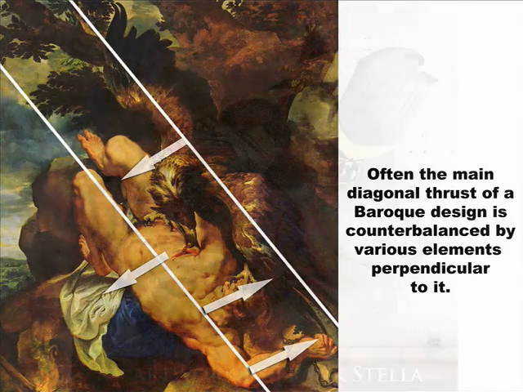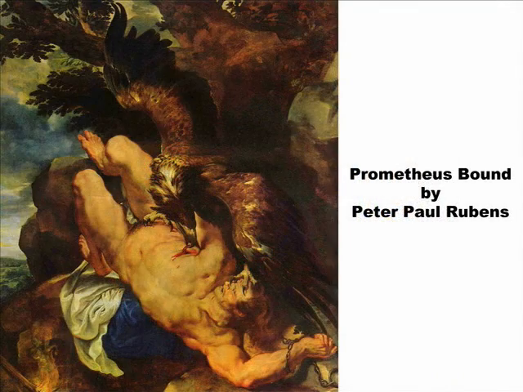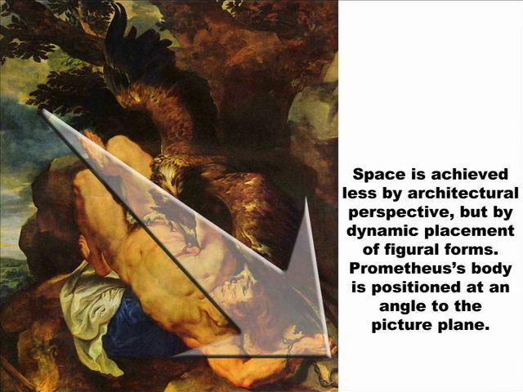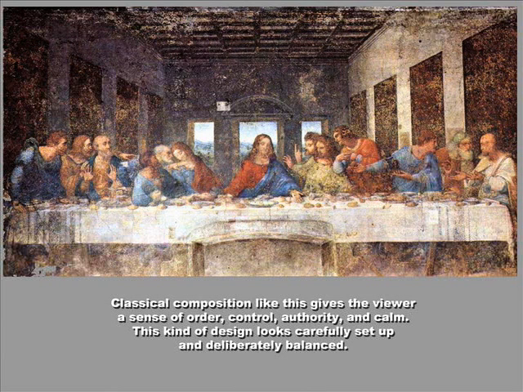The abstract artist Frank Stella wrote about how the feeling of space in Baroque images is often created not by architecture, but by the figures themselves. Arms, legs, and torsos thrusting in directions towards and away from the picture plane. Because of the dynamism, Baroque design is more emotional and earthy than the perfect spiritual calm of classical designs.